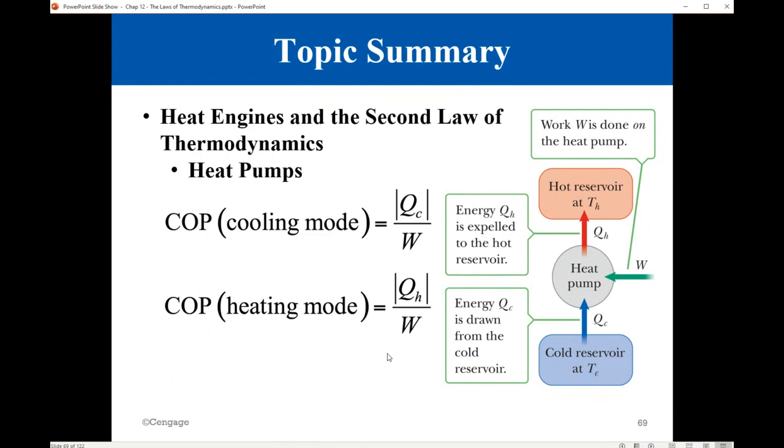For the refrigerator, which is a heat pump, we need work from an external source to take energy from the cold reservoir and dump it at the hot reservoir. This does not happen spontaneously, does not happen by itself. In order for this to happen, we need to do work from an external source.